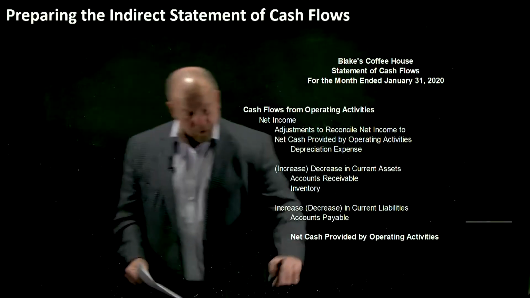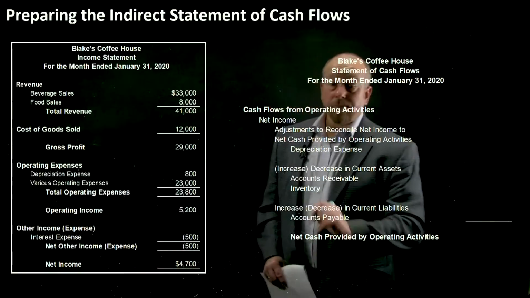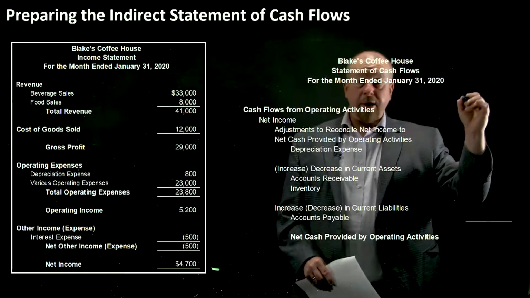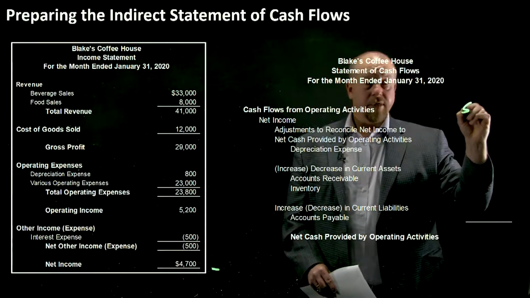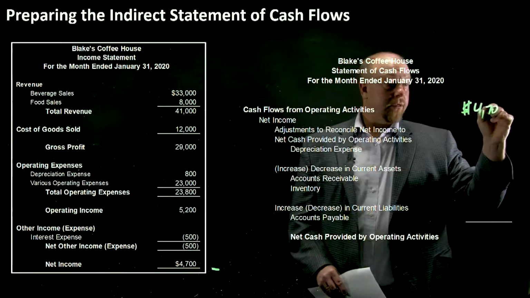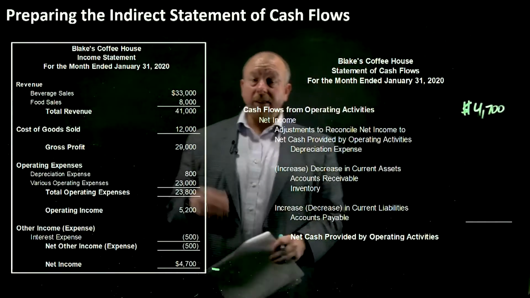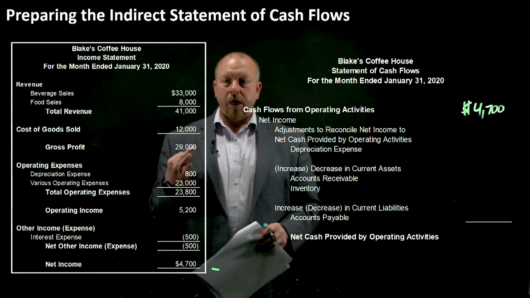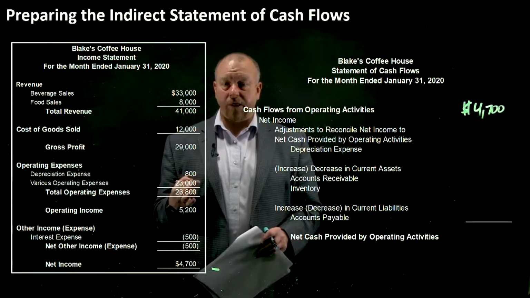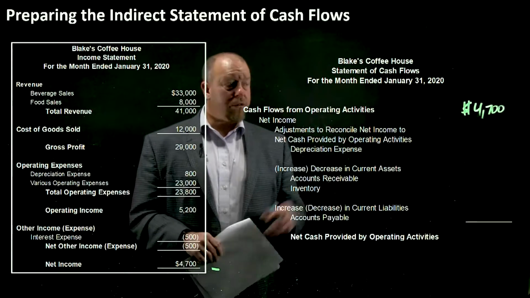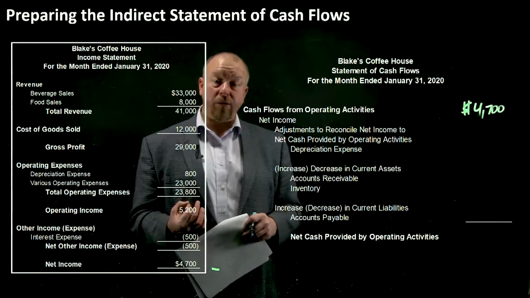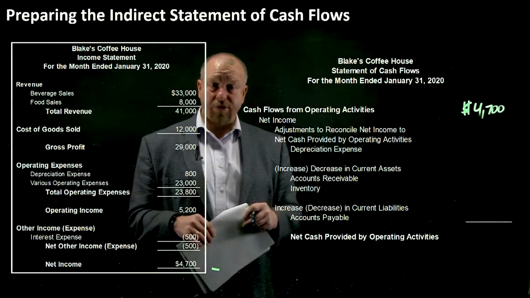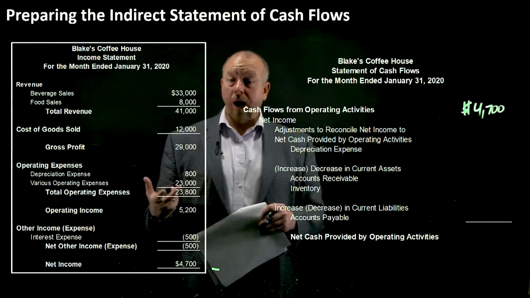We start up here with our net income. So look at your income statement. Net income measured under the accrual basis for the period is $4,700. That's our starting point. That is the results of our operations. Our operations boil down to accrual basis income of $4,700 for the month. But the reality is, even though that's the income that we earned during the month of January, that's not equal to the change in cash for the month of January that's attributed to operating activities.